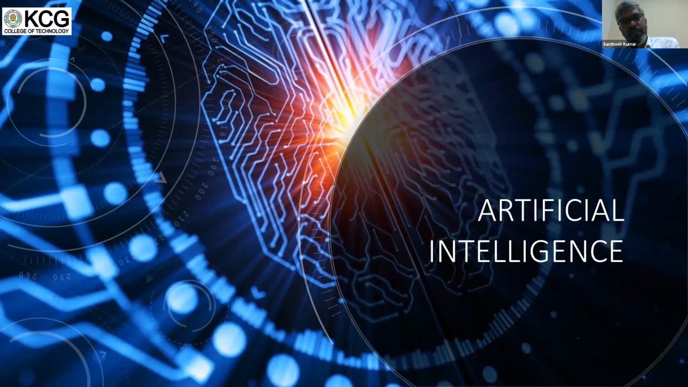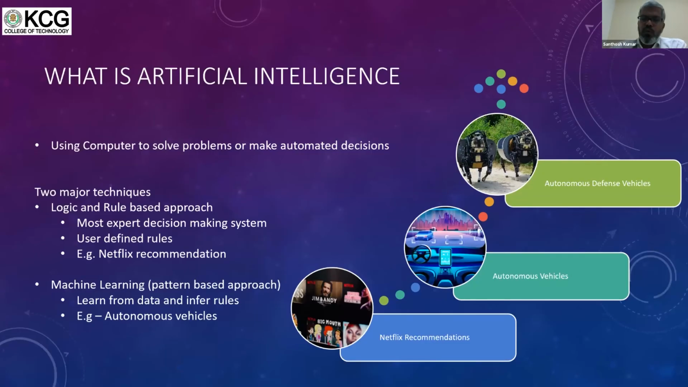So let's now jump into artificial intelligence. Again, I'm not getting into the technicalities of artificial intelligence. I will just focus on the problem statements and give a high-level view. So what is artificial intelligence? There is no single definition, but broadly, artificial intelligence means using machines to solve a particular problem or automate the decision-making aspects of humans.